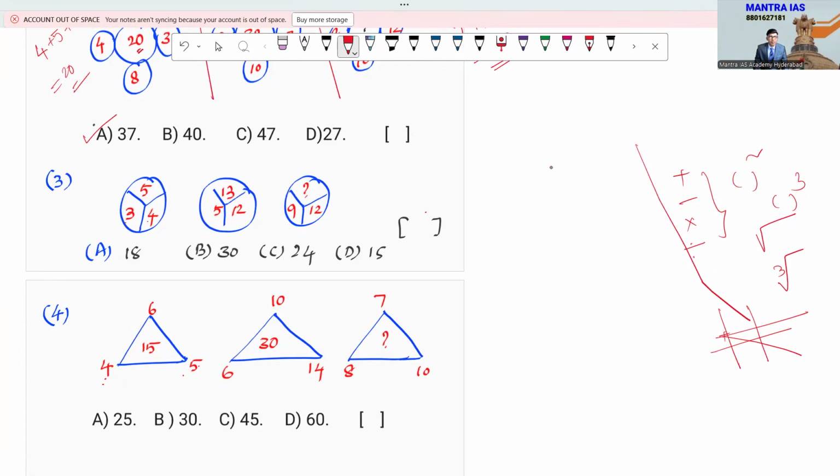So now come to the point. 3, 5, 4, 5, 12, 13. See, whenever you have 3 and 4, 3, 4, 5 like that, definitely there is a triplet. From a mathematical point of view, you know well, if I take a right angle triangle in this style, it's 90 degrees.